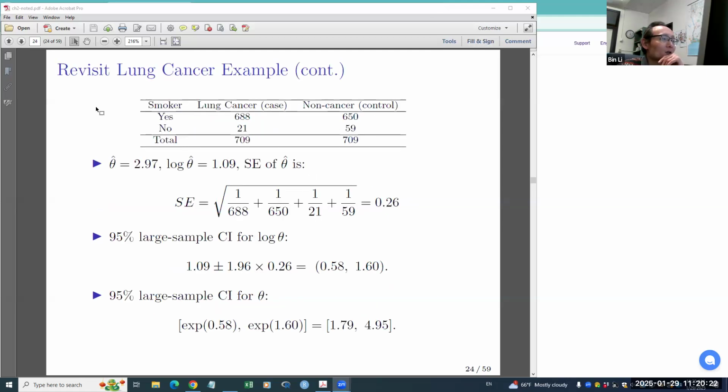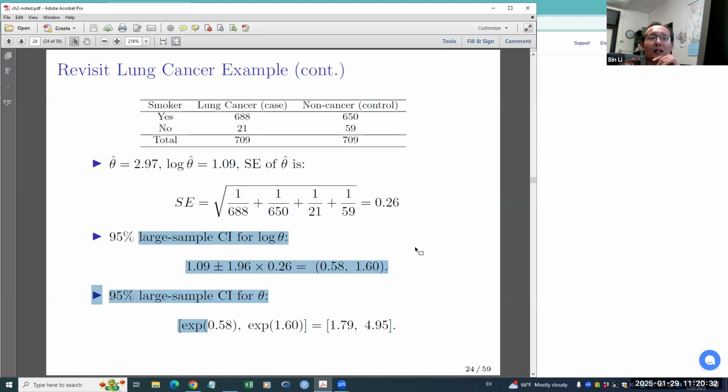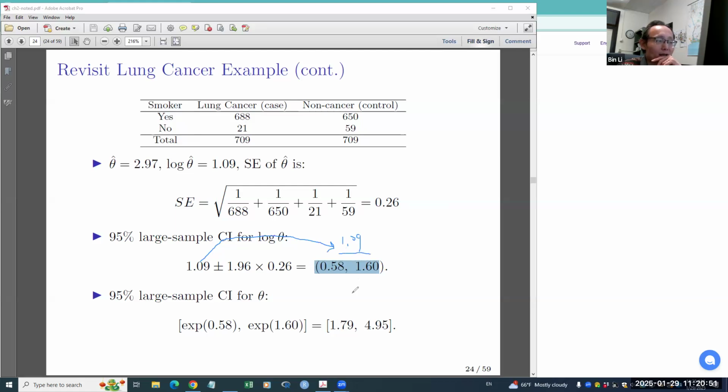Now let's see. In this example, we get the standard error, right? So the 95% large sample confidence interval for the log odds ratio is this way. So this is symmetric around what? This is what I mean. This is symmetric around 1.09. This is the center. So that's what I mean by symmetric, around 1.09. But this one is not, because it takes the exponential.